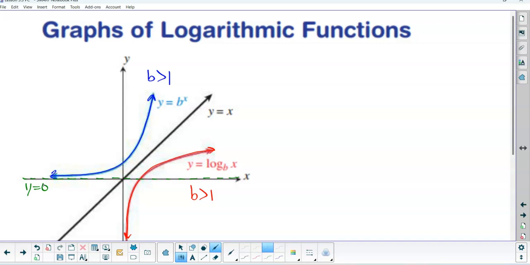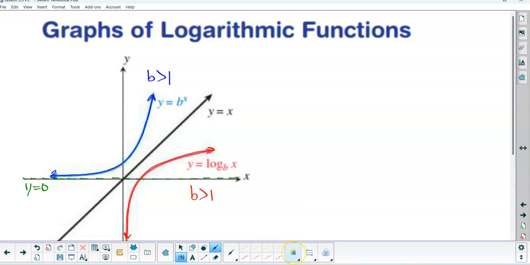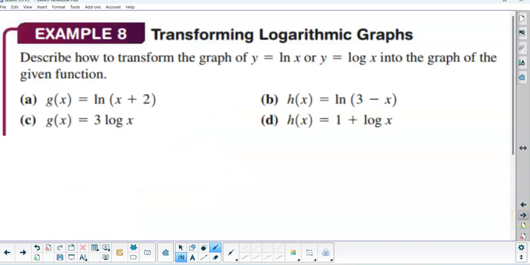And the log graph, oh, I need a different color. Here we go. The log graph has a vertical asymptote right here at x equals 0. So that's what your log graphs look like when it's log growth. We won't always have log growth. Sometimes we'll have log decay.